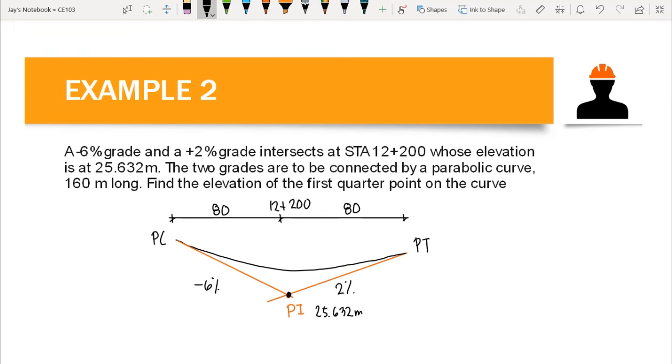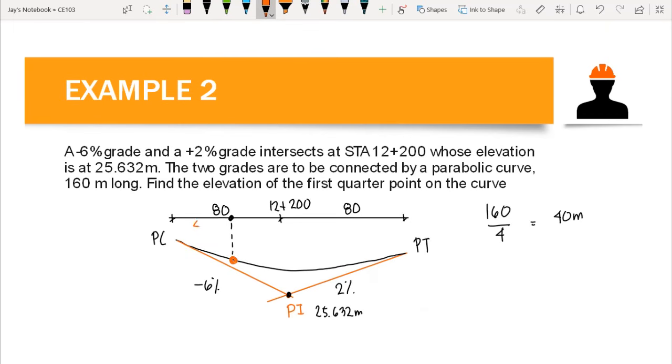Okay, so we are asked to compute the quarter point. So for the quarter point, we divide 160 by 4. This would give us 40 meters. So our first quarter point is at 40 meters from PC. So we will be computing the elevation of this point.